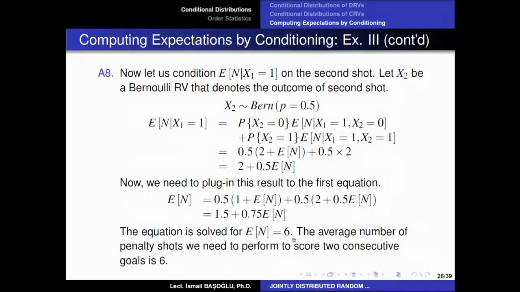Okay, so basically, the average number of penalty shots we need to perform to score 2 consecutive goals is equal to 6. So for example, if your chance to score or miss every time you take a penalty shot is 0.50, and you continue until you score 2 consecutive goals, then the average number of shots you need to take is 6.